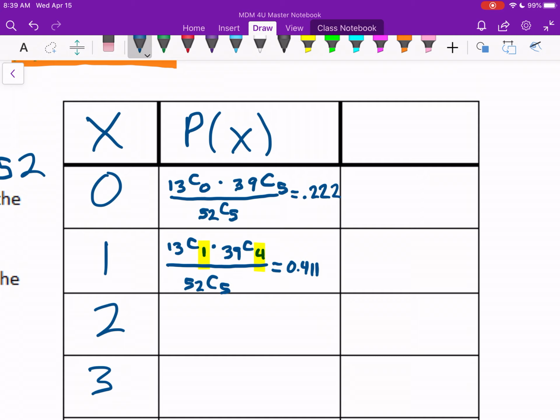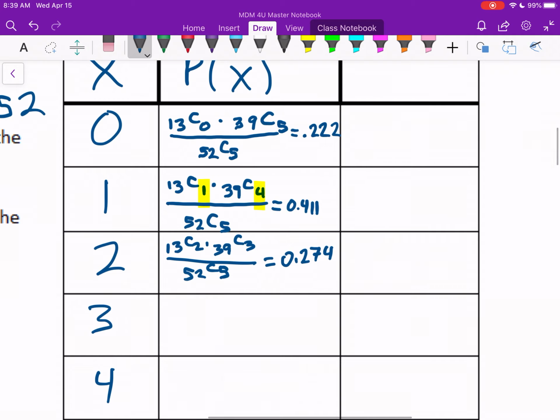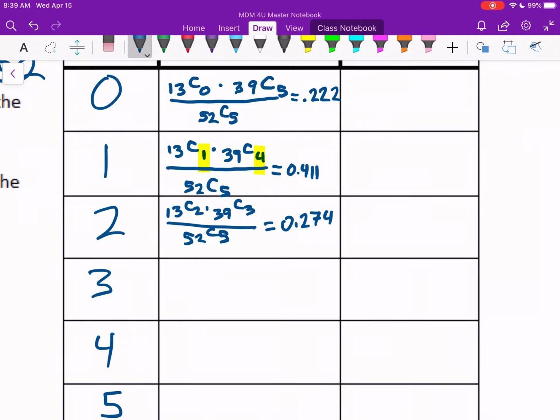And then the next one would be 13 choose 2. And this would change to 39 choose 3. Again, still adding up to 5. So 52 choose 5. That is always going to be a constant on the bottom. 0.274. And then if I do the next one, it's going to be 13 choose 3 and 39 choose 2, over 52 choose 5. And that is equal to 0.082.